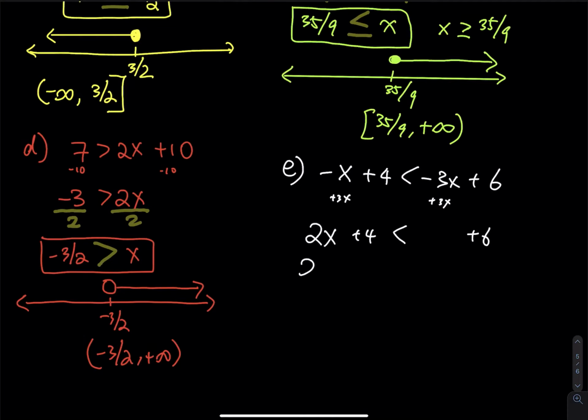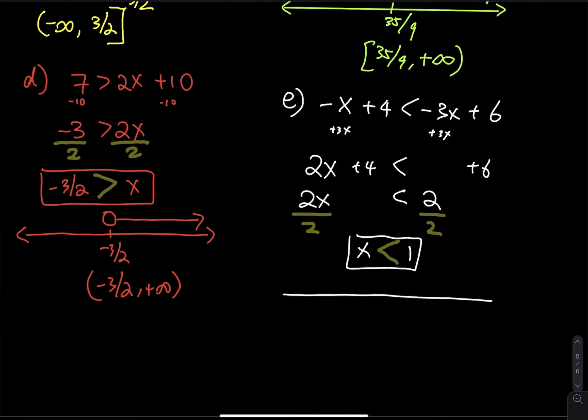So 2x, 6 minus 4 is equal to 2. And then you divide both sides by positive 2, right? Positive 2, positive 2, then you do not reverse. So this will be x is less than 1. So the interval is from negative infinity to 1. That's it.